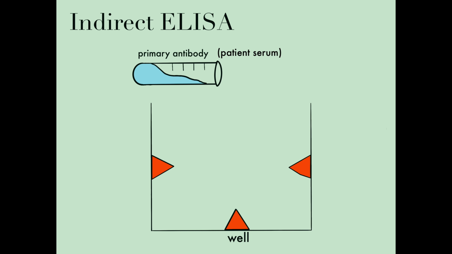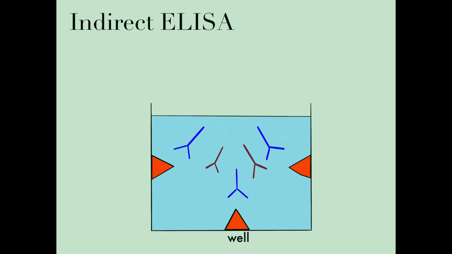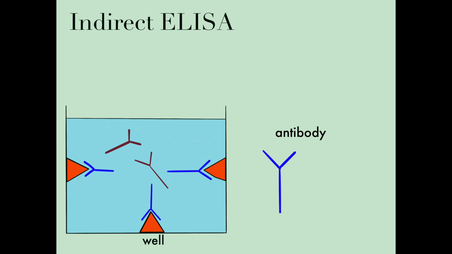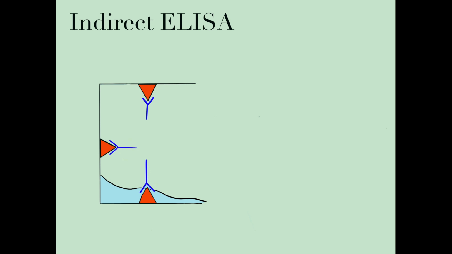Then the serum with primary antibodies is added to the well walls. Only the specific corresponding antibodies will bind to the antigens on the well walls. Antibodies in the serum not specific to the antigens will remain unbound. Then, the wells are rinsed to remove any unbound or incompatible antibodies.